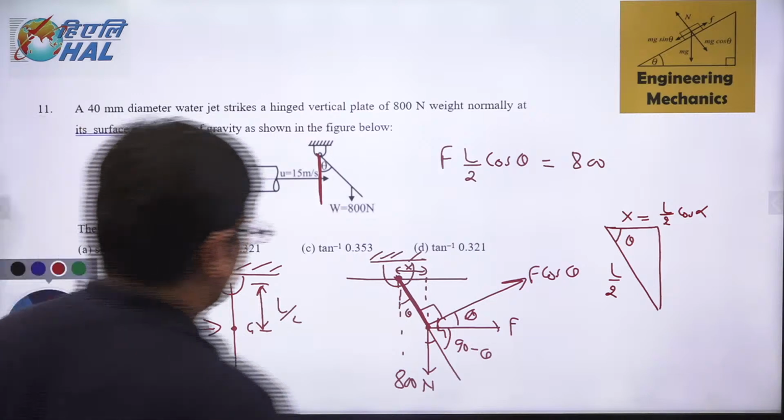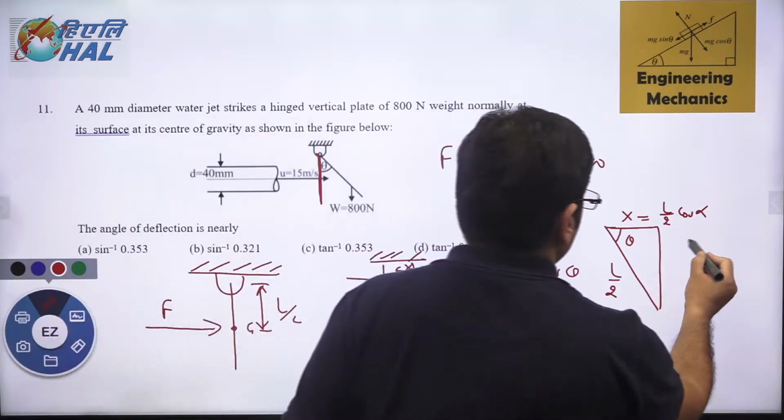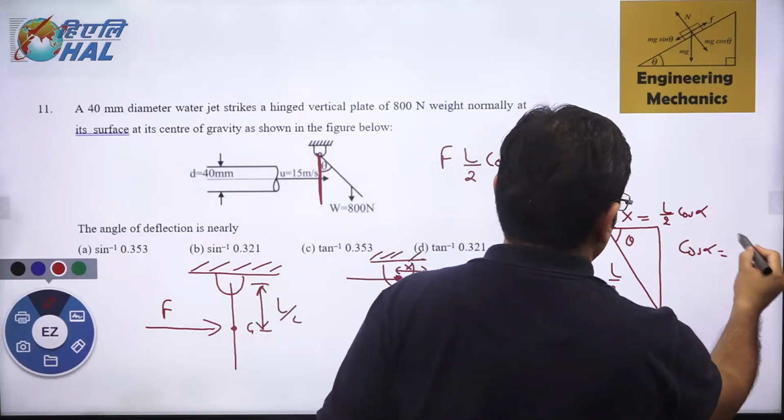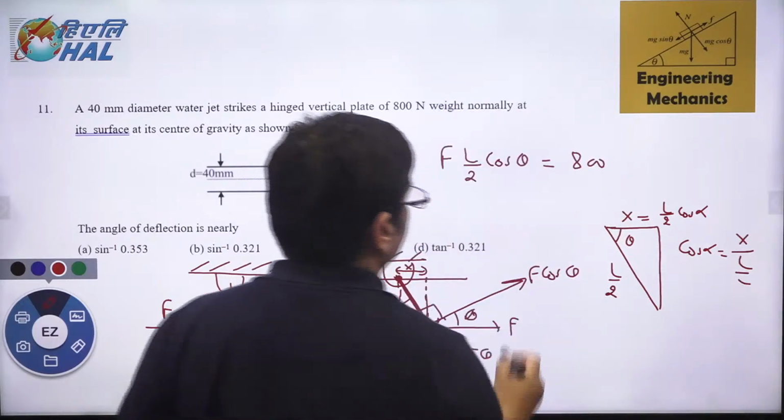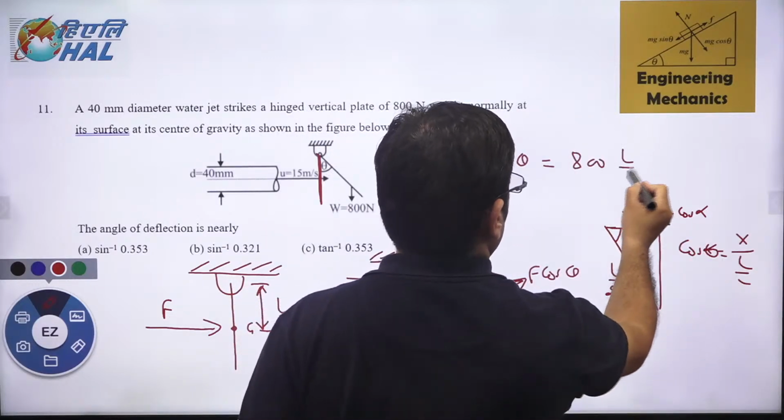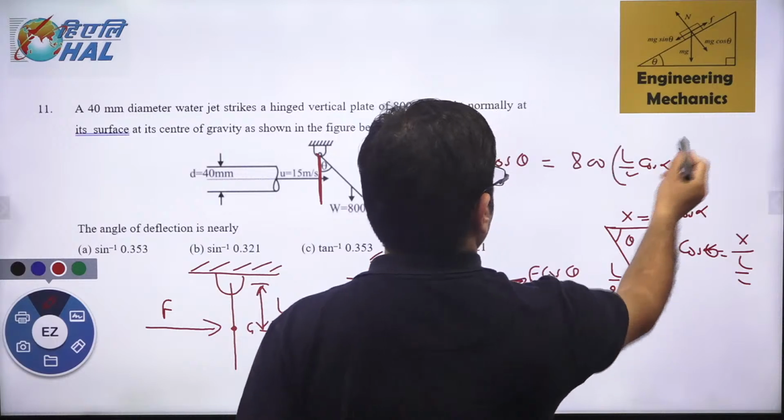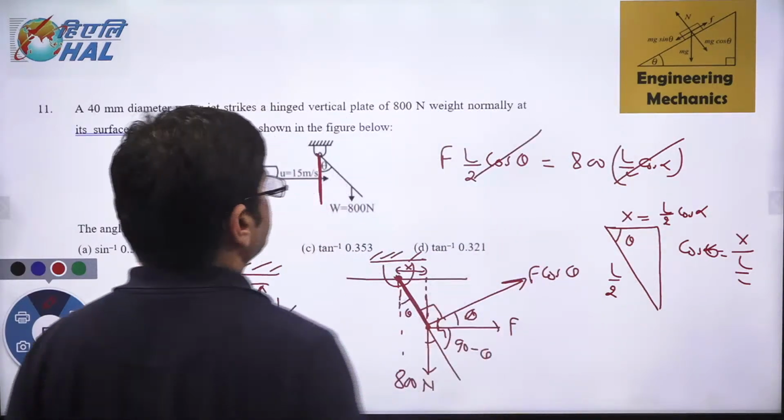So if you see this value, this is L by 2. So cos of theta is x over L by 2. So x is L by 2 into cos of theta. This gets cancelled out. So F should be 800.